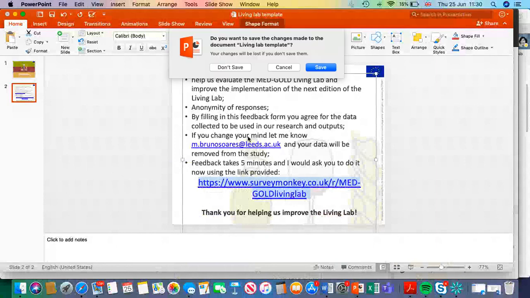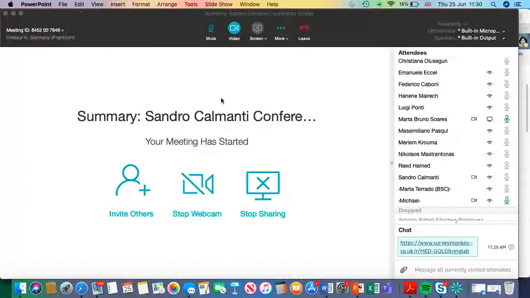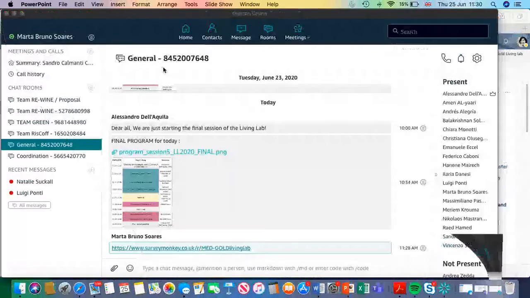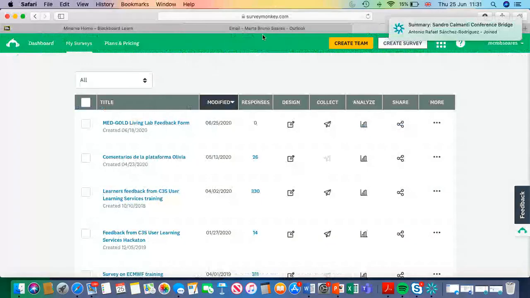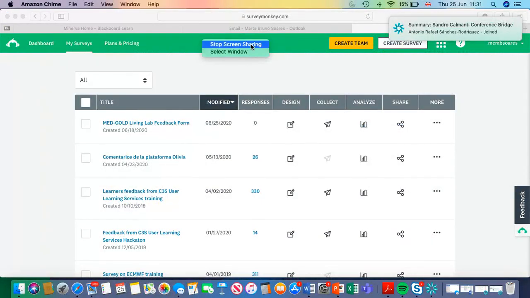So I'll leave it there. I can see now that some people are already filling it in. You can also see my screen. I can actually stop sharing my screen because you don't need to see what I'm doing. I can show my dog for those who are not filling it in.